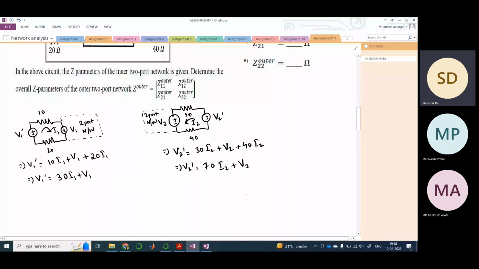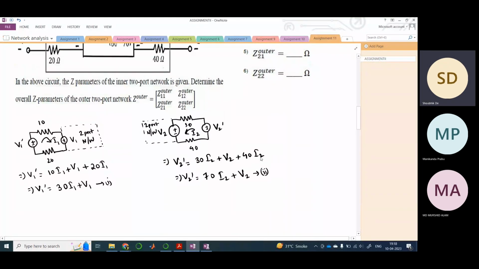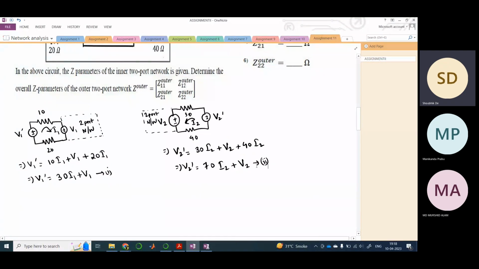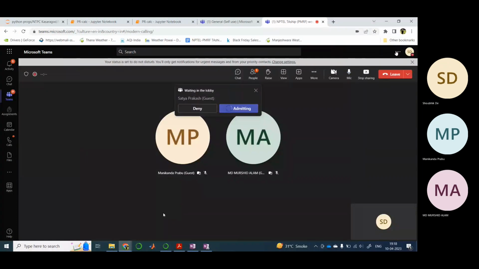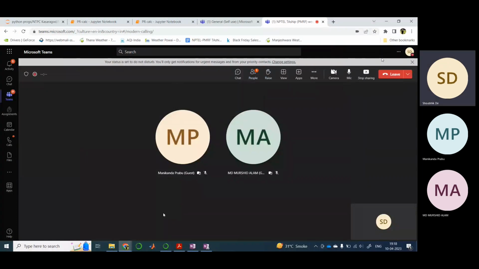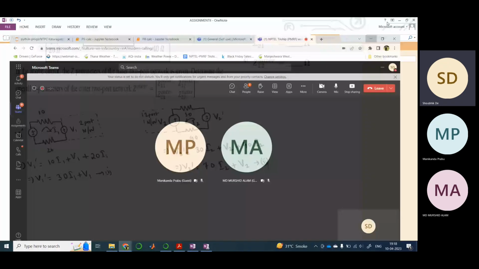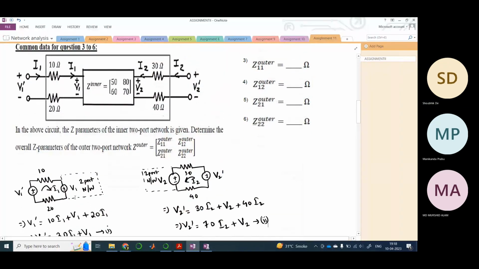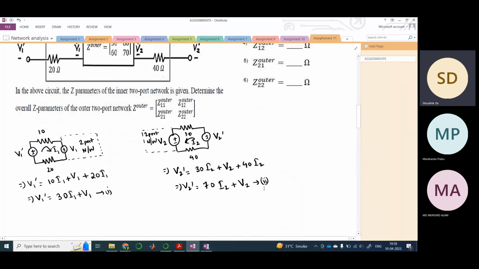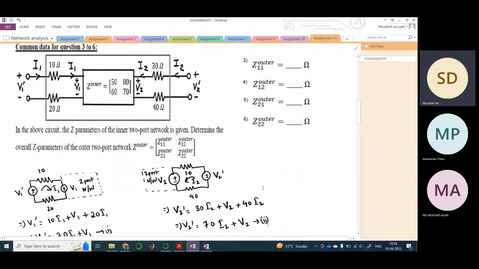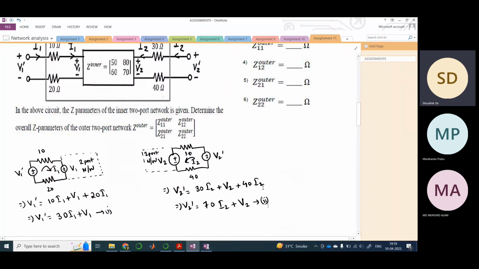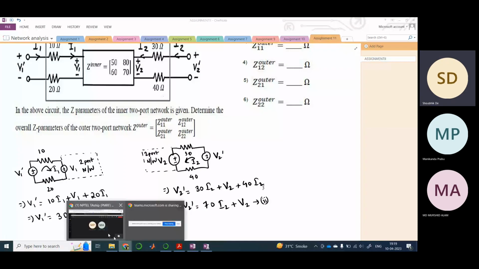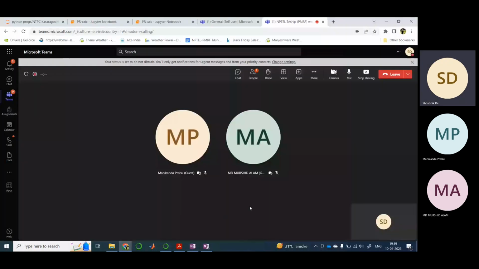Now let these two equations be 1 and 2. I'll just stop here to understand from you whether you got this or not. If you have any doubt, please unmute and speak. I can clarify. How did we get these equations? If you don't understand, then please do let me know. Guys, did you understand?